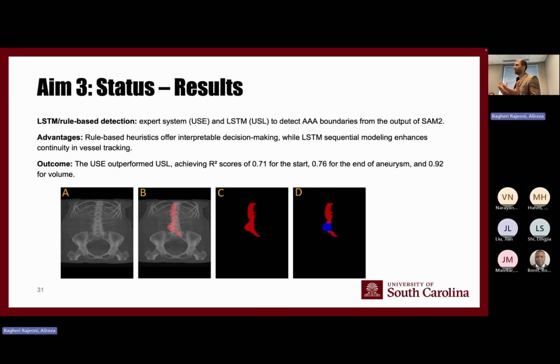LSTM was like, okay, there's sequentiality here. Let's train an LSTM to learn from sequential data. What we learned is the expert system outperformed LSTM and achieved an R square of 71% to detect the beginning of the aneurysm, 76% for the end of the aneurysm, and 92% for the volume.